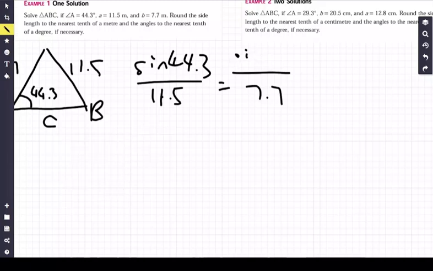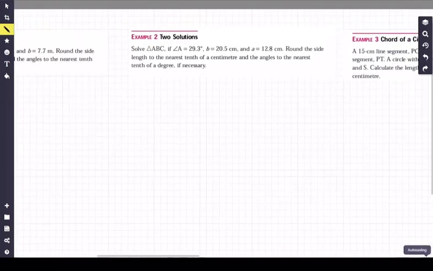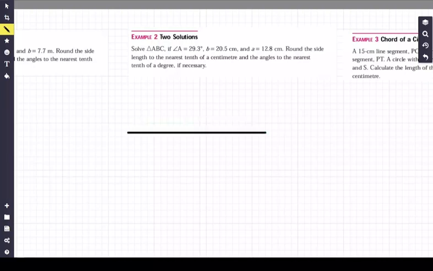Now let's go and talk about the actual ambiguous case. This is very ambiguous, guys. Keep in mind, very, very ambiguous. ABC. I'm going to draw this. This is how I always draw it. So let's say this is 29.3, and then this side, this is B, is 20.5, and this is 12.8.